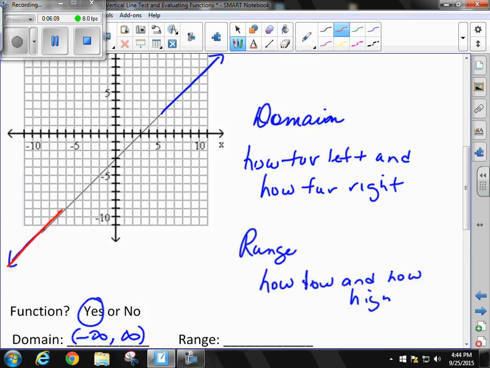Does it keep on getting lower and lower and lower? Yes, it does. So it goes all the way down to negative infinity. How high does this go? Keeps getting higher and higher and higher, doesn't it? All the way to positive infinity.